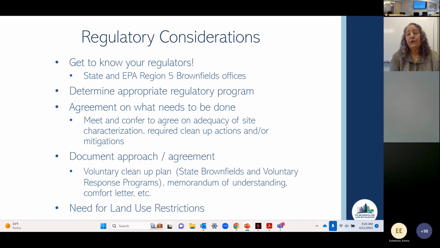So once you have reached that agreement, you need to memorialize it in some way. And depending on the regulatory program you're in, it can be a variety of different documents. But the bottom line is, you want to make sure that that agreement is captured in writing pre-acquisition. You want certainty before you buy this property.